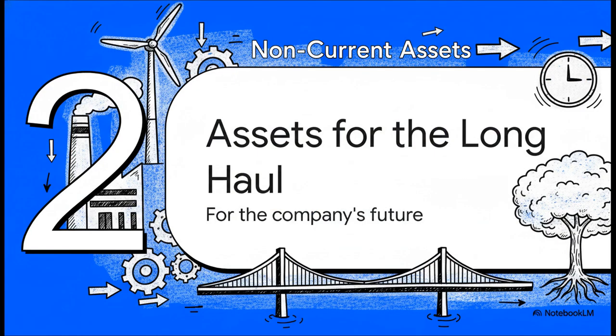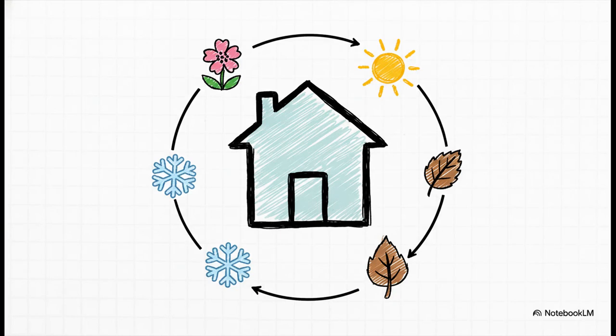Let's dive into that first bucket: assets for the long haul, or as the accountants call them, non-current assets. You should think of these as the big foundational things a company buys because it plans on using them for a long, long time, definitely for more than 1 year or its operating cycle. And if we jump back to our personal finance analogy, your house is the perfect example. You don't buy a house thinking you're going to flip it next month, right? No, it's a core part of your long-term financial life. It's exactly the same for a company's huge investments.